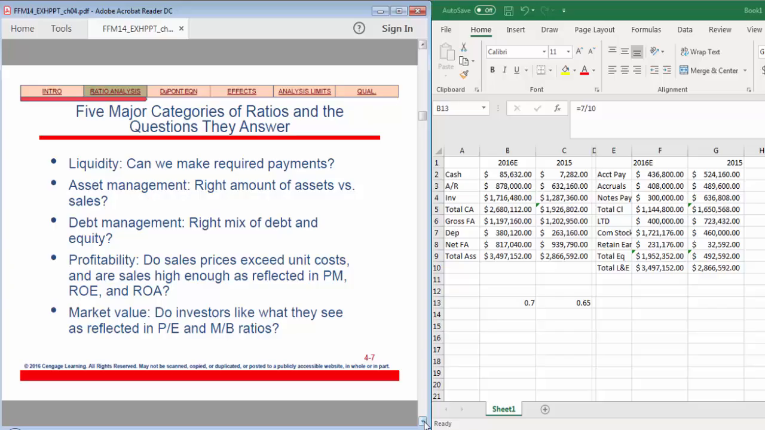Debt management is the right mix of debt and equity. As I mentioned, debt can be a signal of risk, so having too much debt is not necessarily viewed as a good thing. Profitability: do sales prices exceed unit costs, and are sales high enough, as reflected in the return on equity or return on asset, profitability margins, and so forth? Market value: do investors like what they see, as reflected in the price earnings and market to book ratios? And all of these, we'll cover one by one.